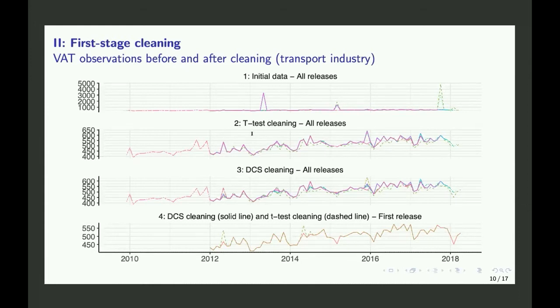In the second graph, I show the data after the cleaning using the t-test approach. And in the third graph, I show the data after the DCS cleaning. And then in the fourth graph, I compare the last release. I compare the result we get from the DCS with the result we get from the t-test method. And what we can see, so the solid line is the DCS method, is that it downweights some observations which are not spotted as outliers with the t-test approach.